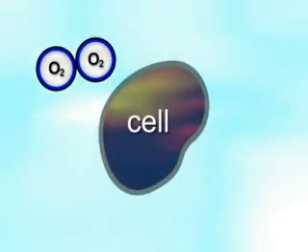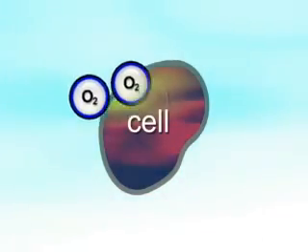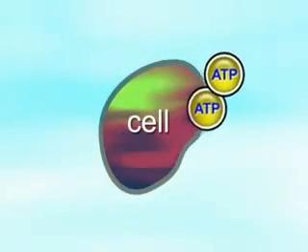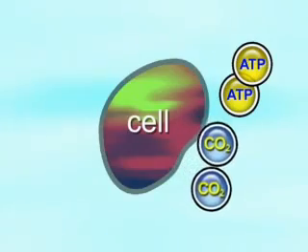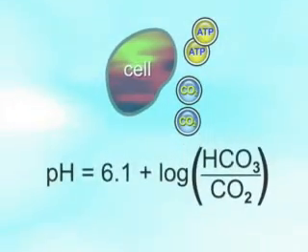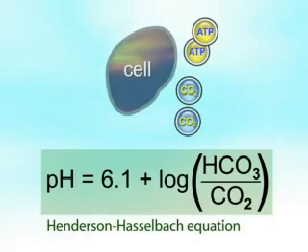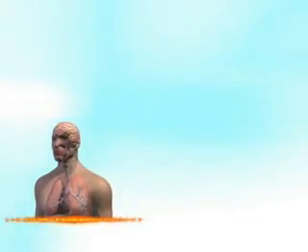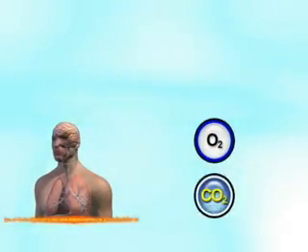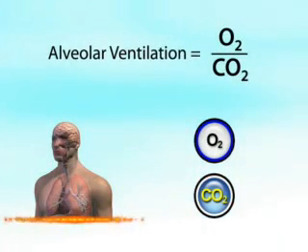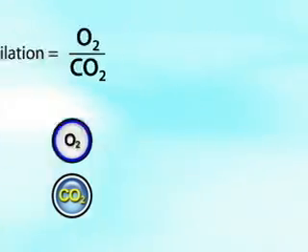The body needs oxygen for cellular energy and survival. The byproduct of this process is not only ATP but also carbon dioxide. Based on the Henderson-Hasselbalch equation, carbon dioxide is a volatile acid which needs to be regulated to maintain normal body pH. The respiratory system regulates both oxygen and carbon dioxide through alveolar ventilation, which is the volume of air per minute that reaches the alveoli and participates in gas exchange.